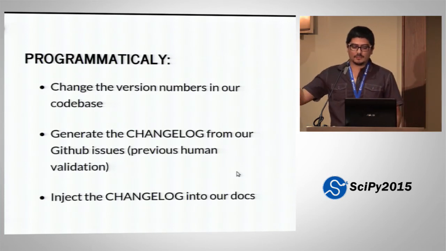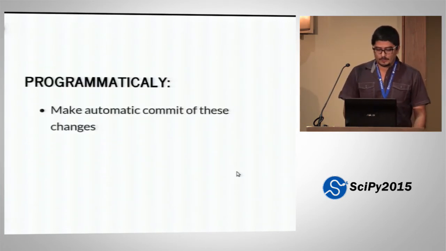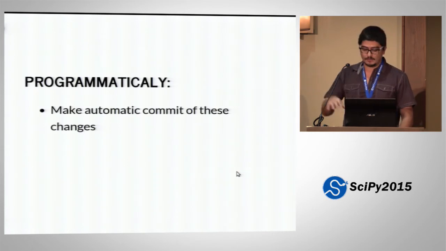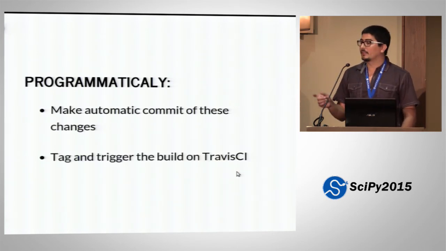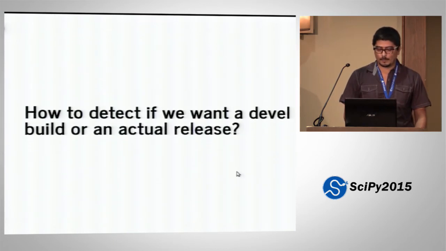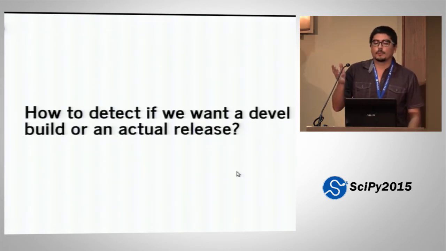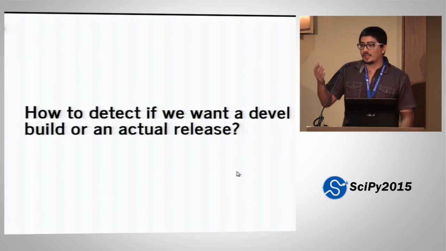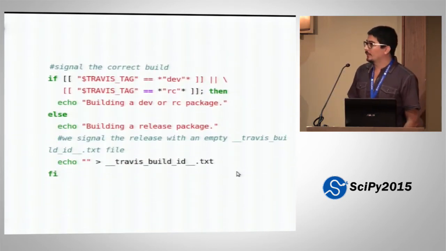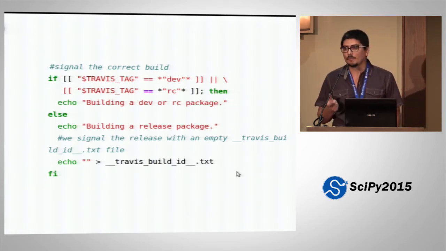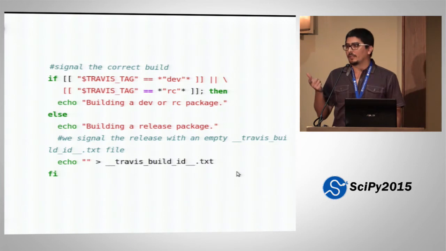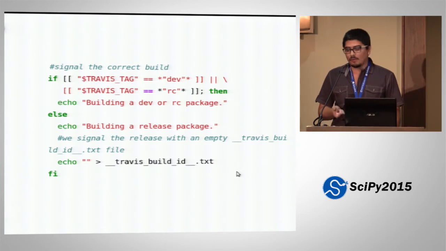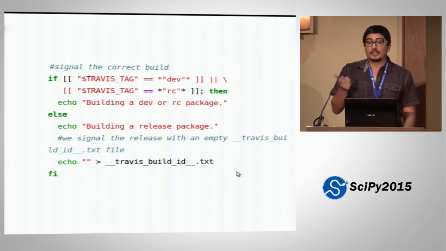Then we need to programmatically inject the changelog into our docs, make an automatic commit of these changes, tag and trigger the build on the Travis CI platform. How do we signal that we want to make a dev build or a real release? That is relatively easy, by signaling with the correct tag. Essentially, if you want to make a dev build or a release candidate, we include in our tag the dev string or the RC string. Otherwise, it is a real release.